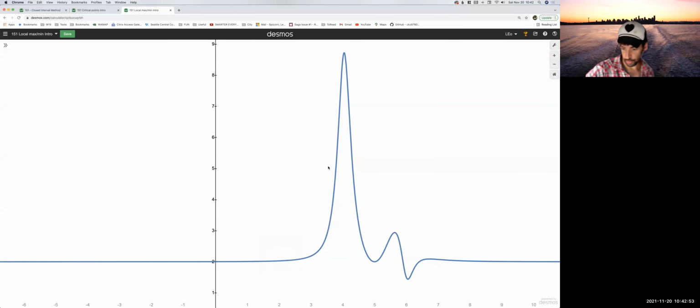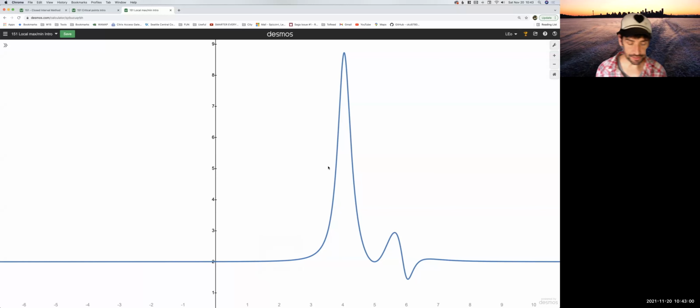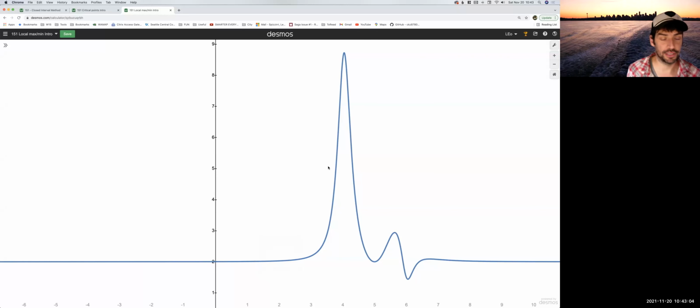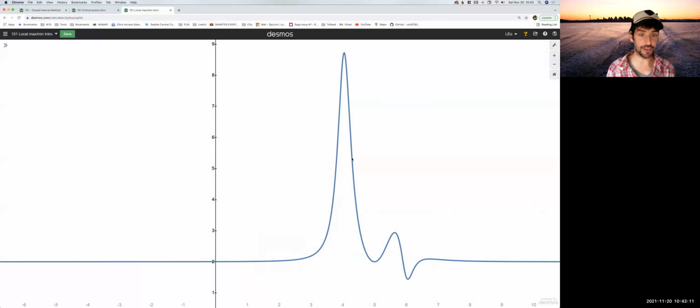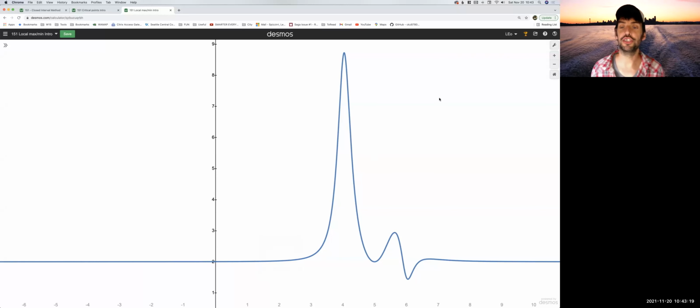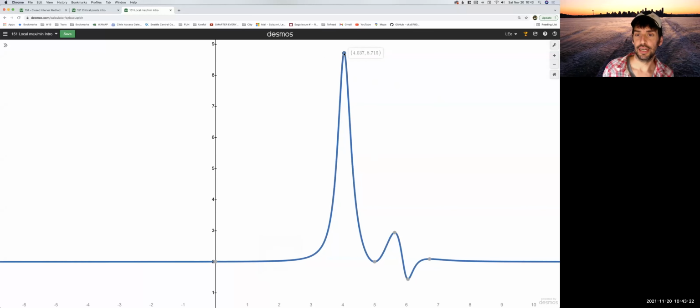Hey everybody. So we are continuing to talk about maximums and minimums, extrema. In the previous videos, we talked about absolute maximums and minimums, right? These points where the output value is greater than or equal to every other value of the function, or less than or equal to every other value of the function if it's a max or a min. So here I've got a fun little function, and I can point out there's an absolute maximum.